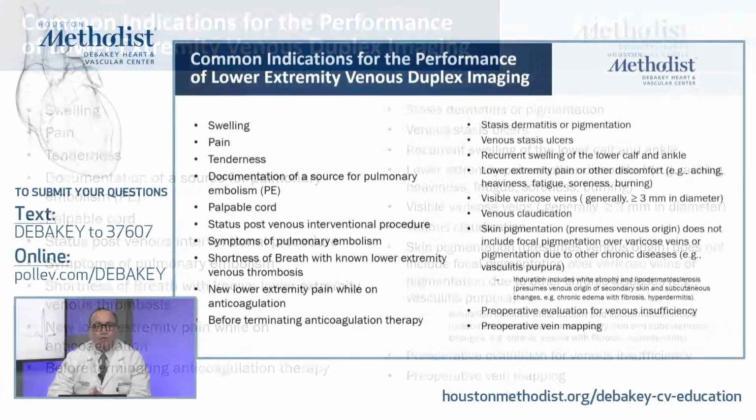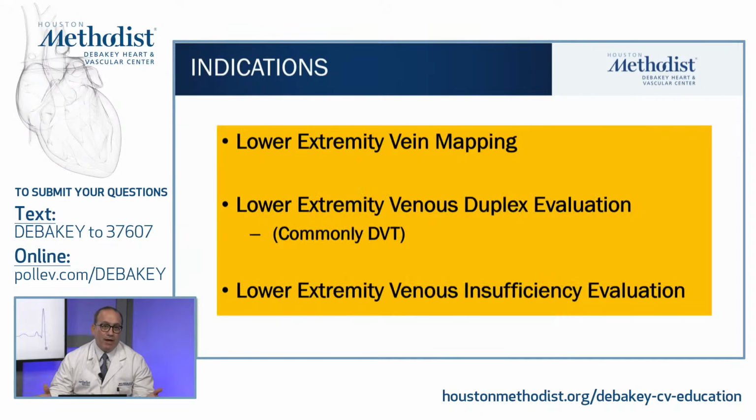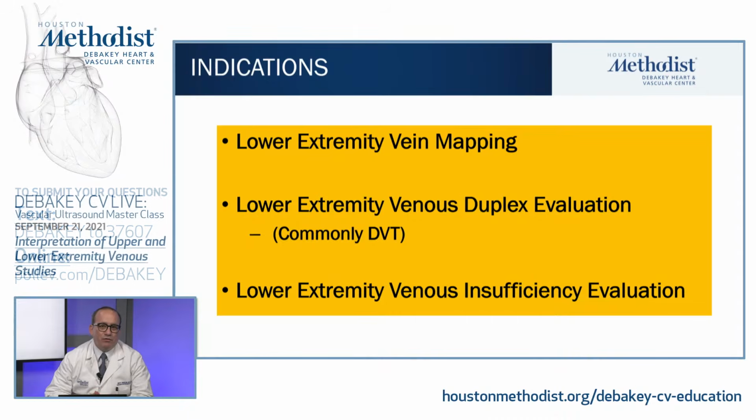The common indications now for lower extremity venous swelling are also varied. I'm not going to go through all the vascular indications or the clinical indications for ultrasound, but I can definitely summarize them into three major things. We're looking for lower extremity vein mapping. We're trying to look at the size of the veins to evaluate those veins for potential use as a vascular conduit. We like to look at the lower extremities to look for commonly deep vein thrombosis. Of course, we can look for vascular malformations, etc., and also for the evaluation of venous insufficiency.